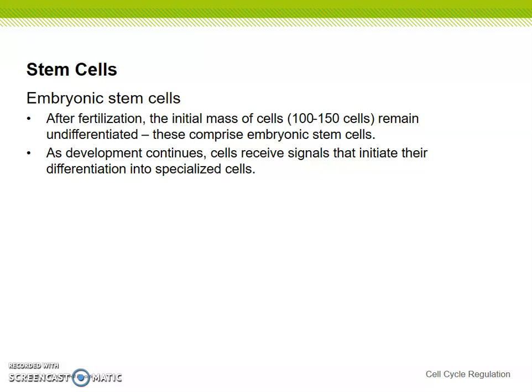There are two types of stem cells. The first that we're going to talk about are embryonic stem cells. After fertilization, the initial mass of cells, about 100 to 150, remain undifferentiated. They haven't developed into a specific type. These are embryonic stem cells. As development continues, cells receive signals that initiate their differentiation into specialized cells. So they get signals saying, hey, you're going to turn into a muscle cell. You're going to turn into a skin cell. You're going to turn into a bone cell. And they become specialized.